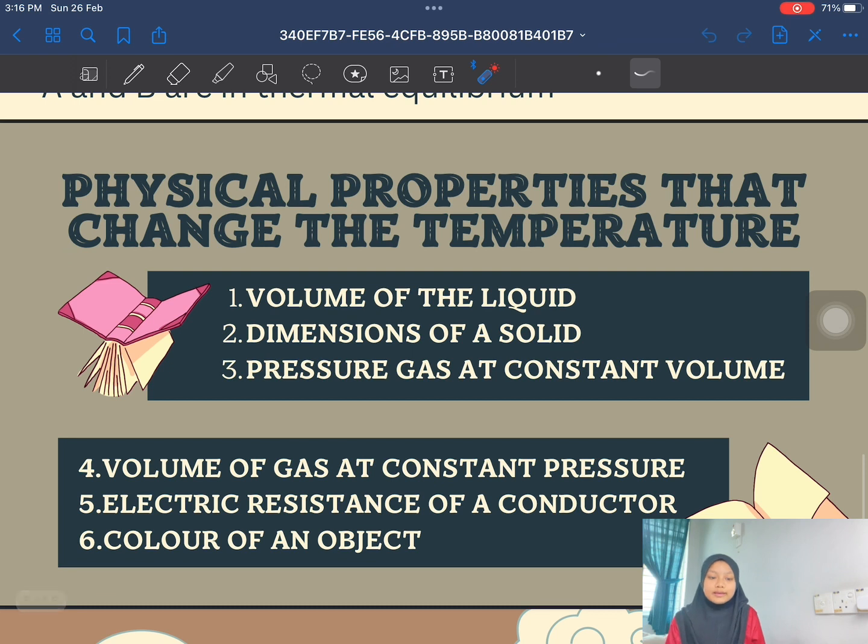Next, we will look at the physical properties that may change with temperature. First, volume of a liquid. Second, dimension of a solid. Third, pressure of a gas at a constant volume. Next, volume of a gas at a constant pressure. Next, electric resistance of a conductor. And the last one is color of an object.